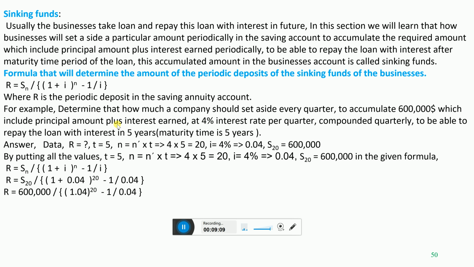I am again repeating the example. Determine, calculate, or estimate how much a company should deposit every quarter into the annuity account to accumulate $6 lakh, which includes the principal amount plus interest earned as well, at 4% interest rate per quarter, compounded quarterly, to be able to repay the loan with interest in 5 years.